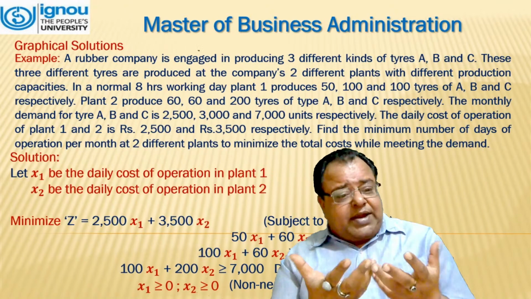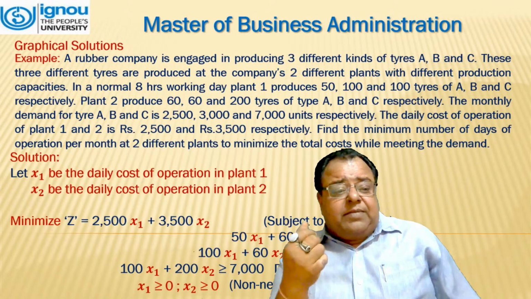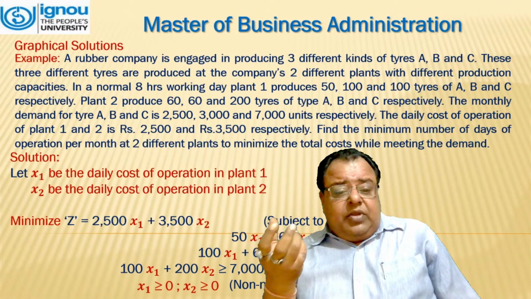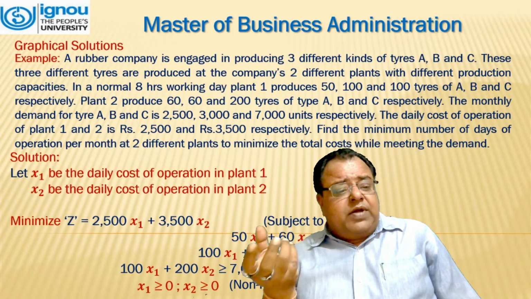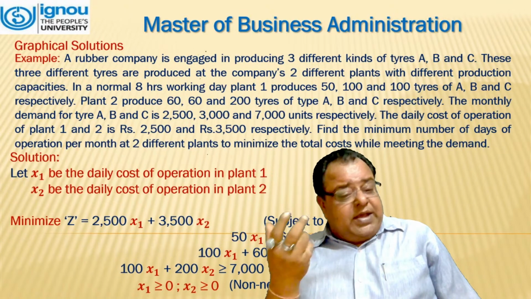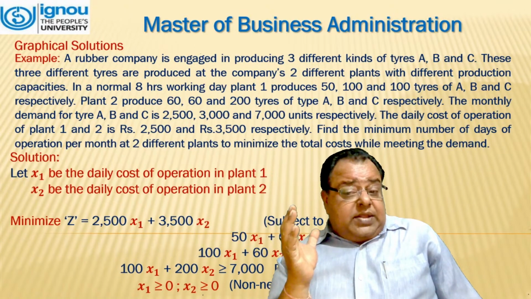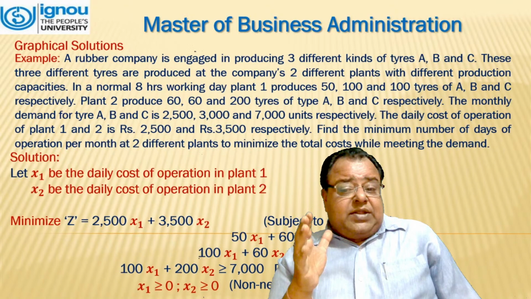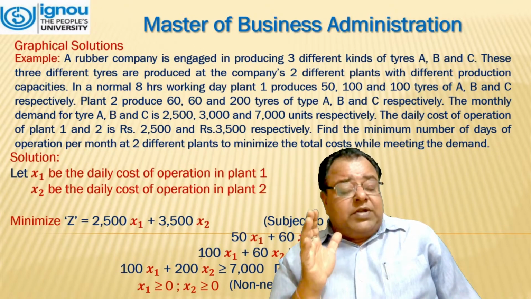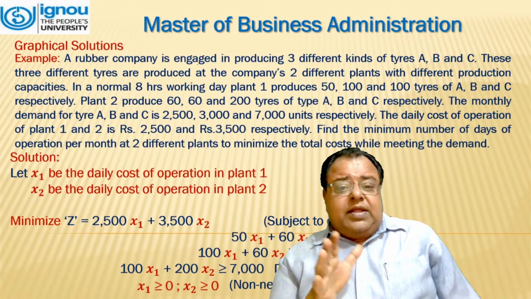So how will our assumption start? We assume that the daily cost of operation in plant 1 be X1 and the daily cost of operation in plant 2 be X2. In the last line, we are asked to find the minimum number of days. That means this is a problem which is related to minimization.